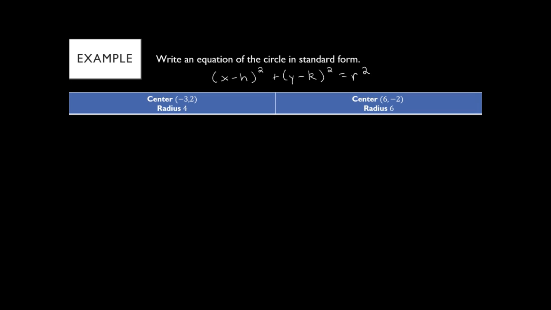So our center is h comma k. That's negative 3 and 2. So we're going to have x minus a negative 3 squared plus y minus 2 squared, and then our radius is 4, so that's equal to 4 squared. So when you subtract a negative, that becomes a plus. So this is x plus 3 squared plus y minus 2 squared, and then 4 squared is equal to 16.